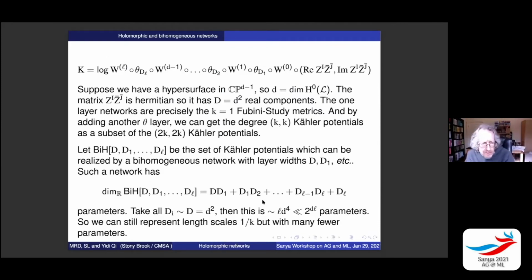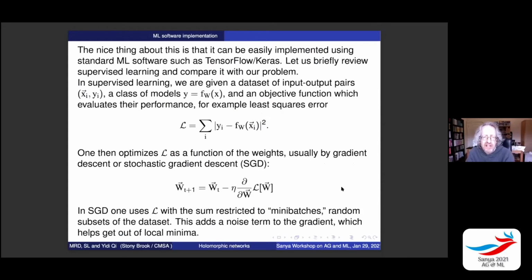Okay, so we could talk about a space, it's not a linear subspace, but it's a space of Kähler potentials that can be realized by a bihomogeneous network with specified layer widths at each layer. And then you can see the number of real parameters. And of course, again, it's completely controllable in the number of parameters. The degree k grows exponentially in depth, but the number of parameters, of course, only grows as a power of the depth. So it's very natural to get models with many fewer parameters, polynomial instead of exponential.